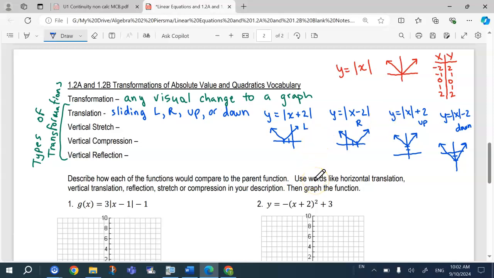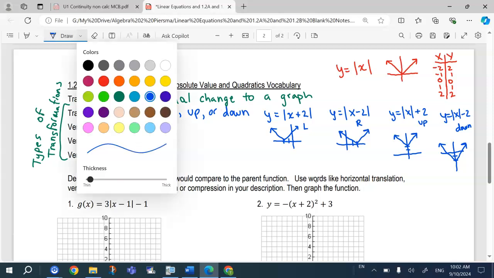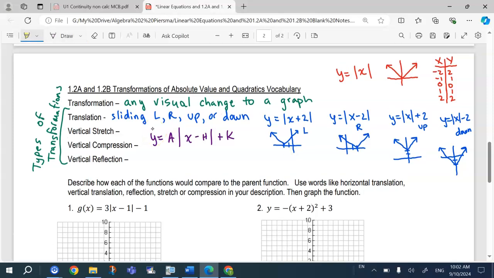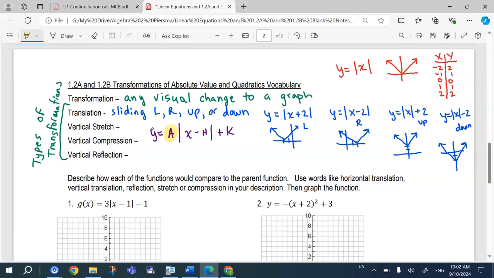All right, let's talk about stretching, vertical compressions, and reflections. So for each of these, especially when I look at absolute value, it is the A value in front. So that is the thing that makes us stretch, compress, or flip. Okay, so that A value.